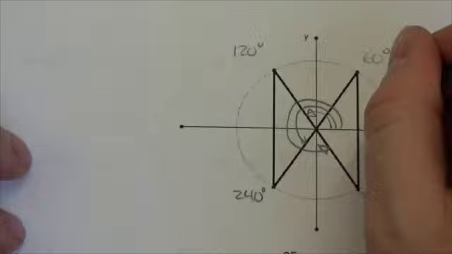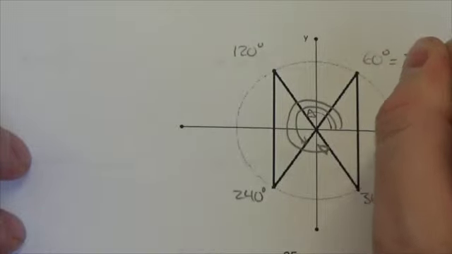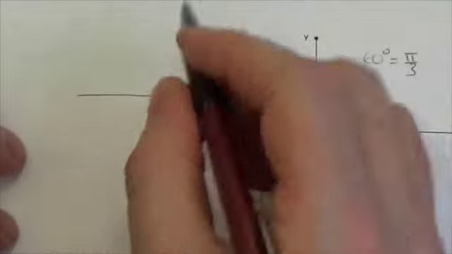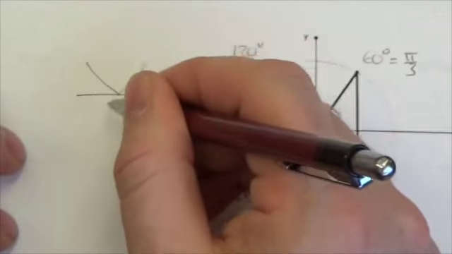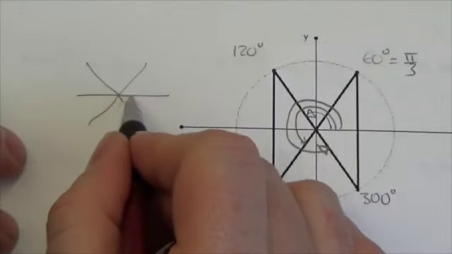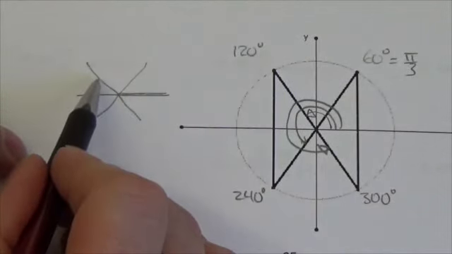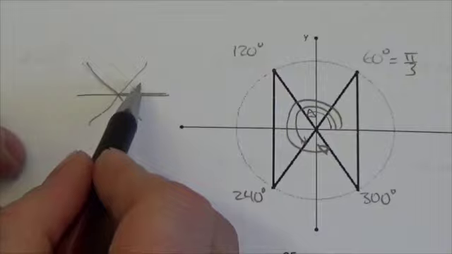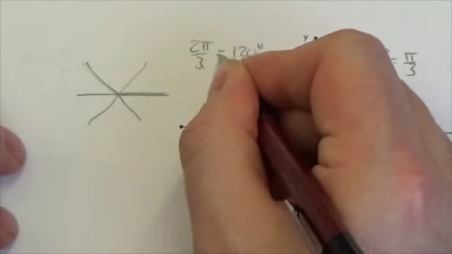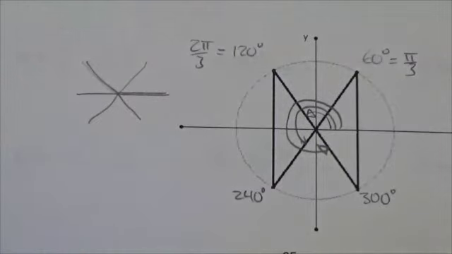Now, in radians, that reference angle is pi over 3. What that tells me is that I'm taking the top half of the circle and dividing it into thirds, which means I'm also doing it to the bottom half of the circle. To get into the second quadrant, right here, I need 2 pi over 3's. So 2 pi over 3 is the same as 120 degrees.